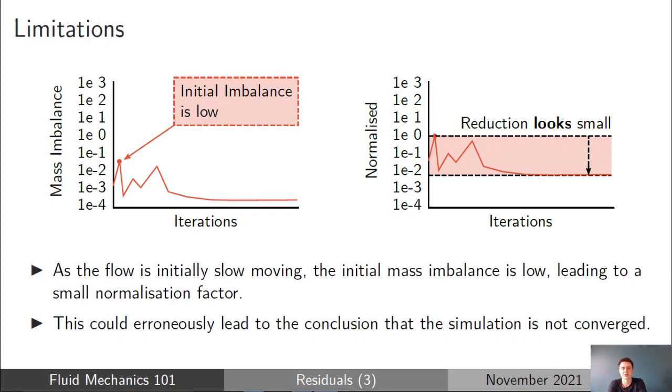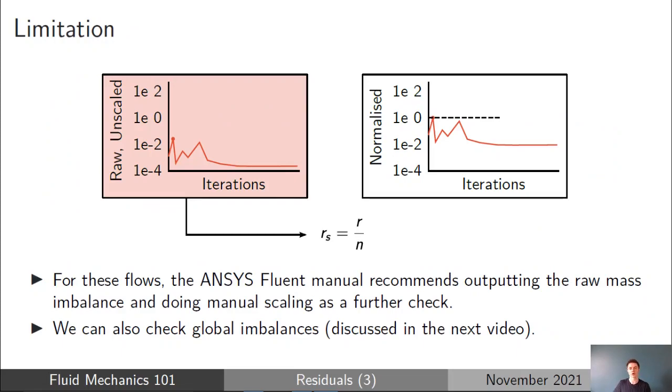The problem with this is that, as a user, this could lead a CFD user such as ourselves to look at the results and say that the mass imbalance or the continuity error is only down at 10 to the minus 2. When we look at that, we may think my simulation is not converged, I can't use it, I need to look at something else. Whereas actually, what's happened is that we have normalized by a very small initial mass imbalance. This is quite a common problem, and hopefully now you've got an idea about why this problem tends to occur if you have a flow that's initially very slow moving.